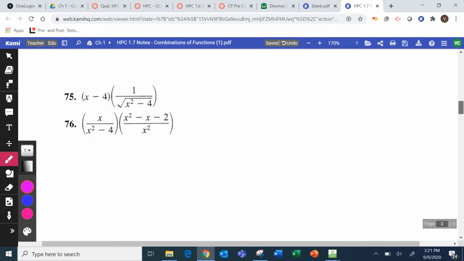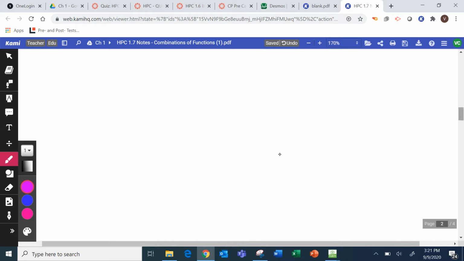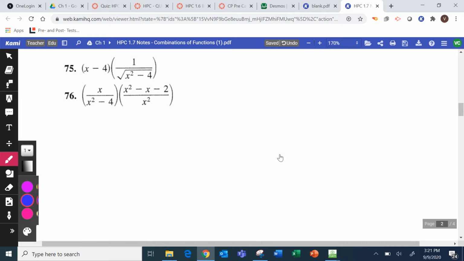All right, next page, 75. This is multiply. We multiply fractions straight across, but this is not currently a fraction, so I'm going to make it into a fraction. We go straight across, and we will have x minus 4 over square root x squared minus 4.